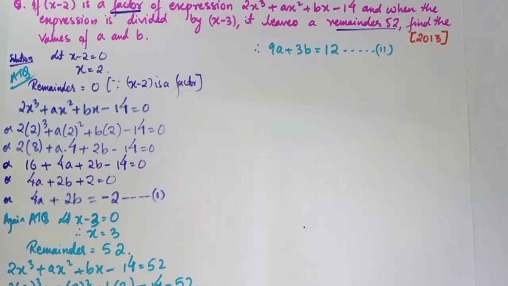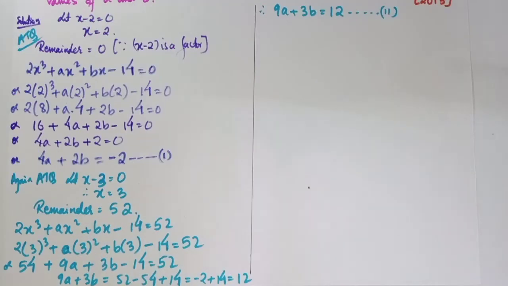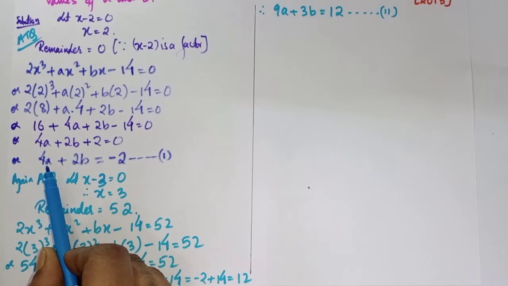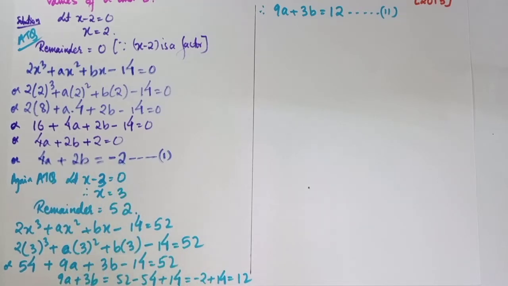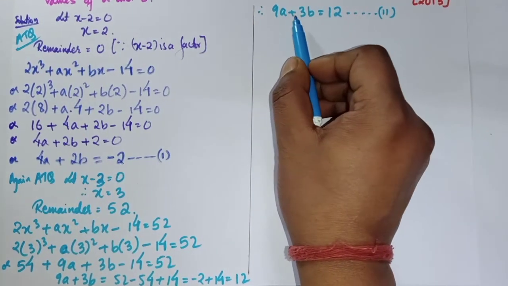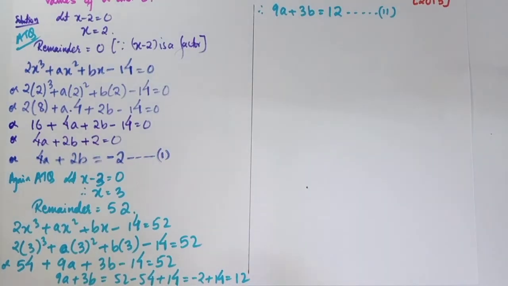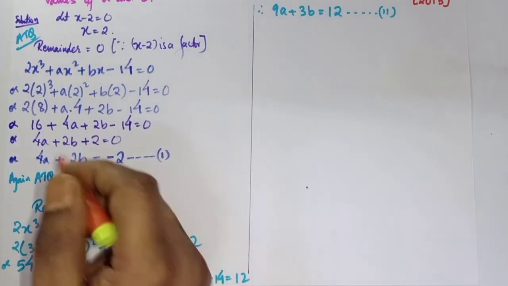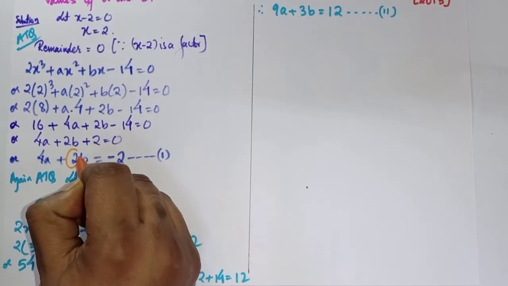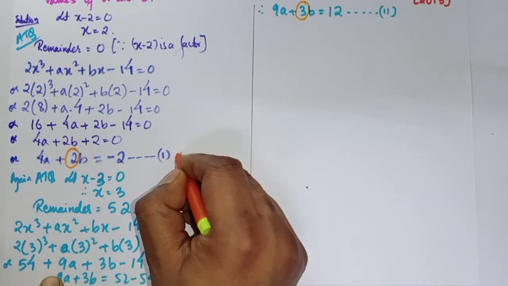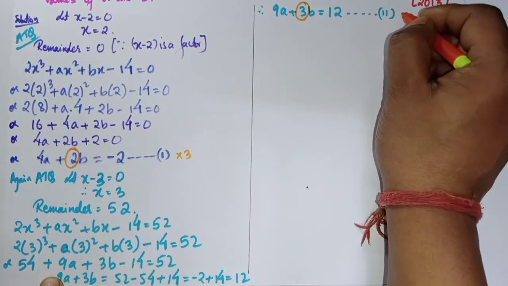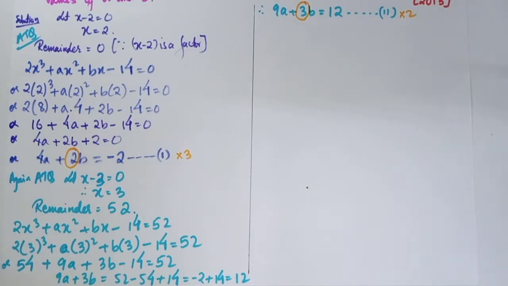Now you have equation 1: 4a plus 2b equals minus 2. And on this side we have 9a plus 3b equals 12. If you see here, we have 2b and 3b. So I'll multiply this equation by 3, and this equation by 2. This is your class 9 revision.